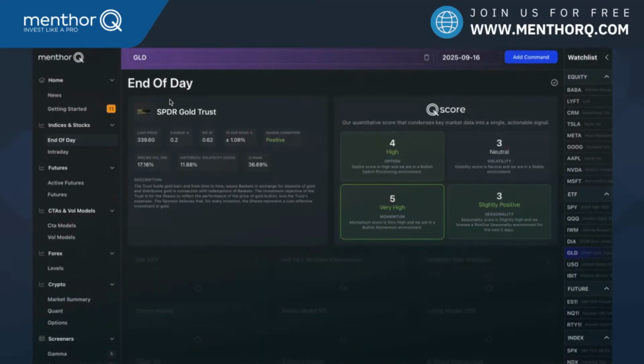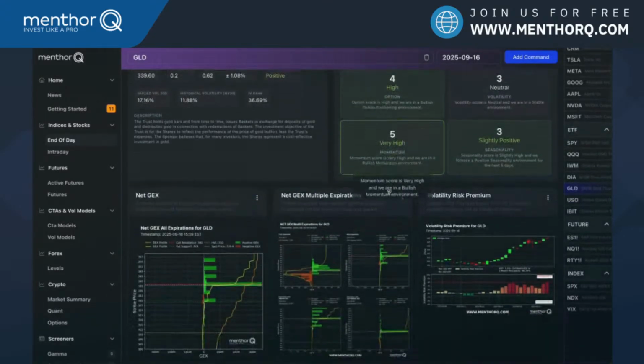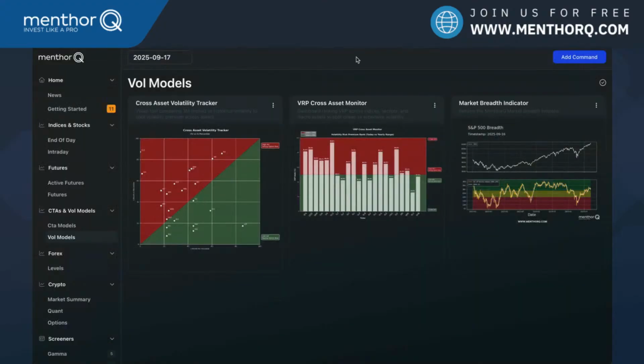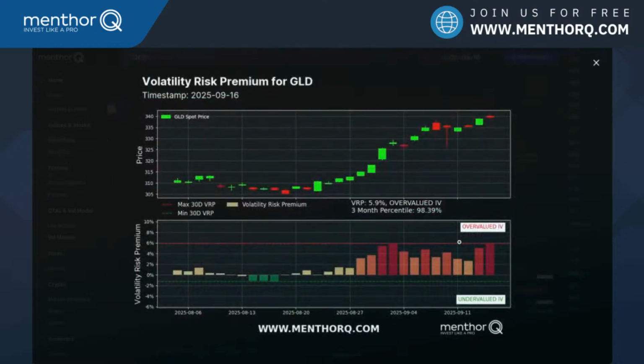All right, so GLD, again, we look at the Q score, we're in a bullish bias, we look at the momentum, bullish bias, and then we can look at the new VRP model on GLD. So what this is telling me is that we are at the 98th percentile over the past 3 months. We were at the 93rd percentile over the past year. So we are now almost at the highest level of risk premium compared to the past.